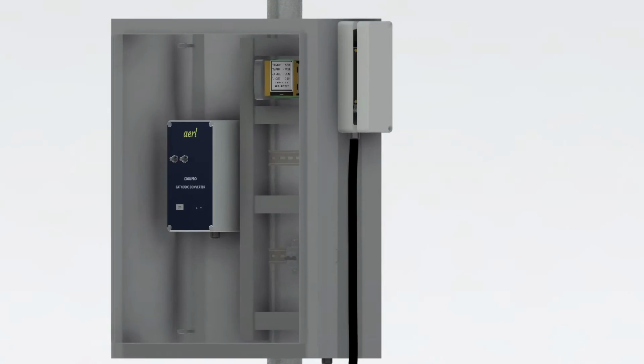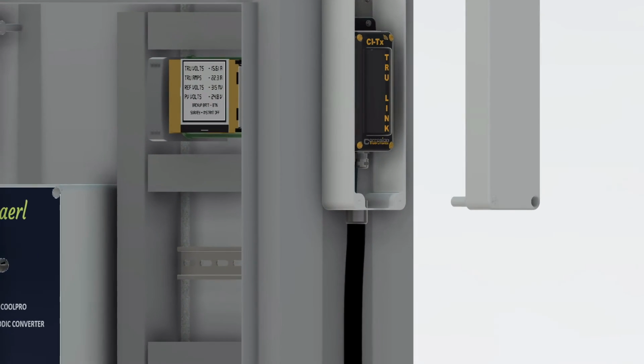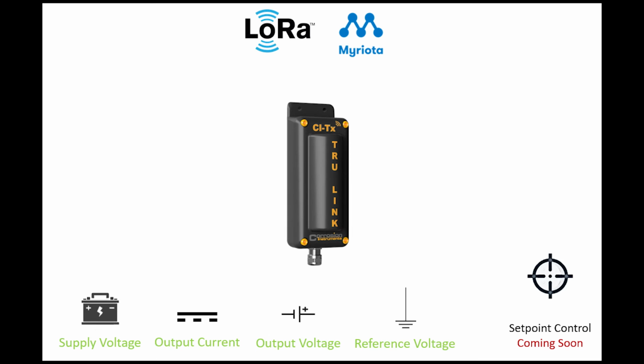TrueLink adds instant monitoring, interruption, and control to a TRU. 4 analog inputs allow complete monitoring of a TRU, whilst digital outputs can pilot a relay or interrupter, and an analog output can enable remote control of the TRU setpoint.